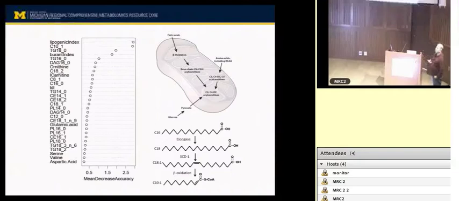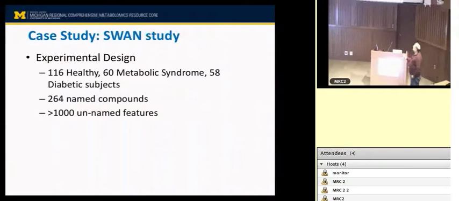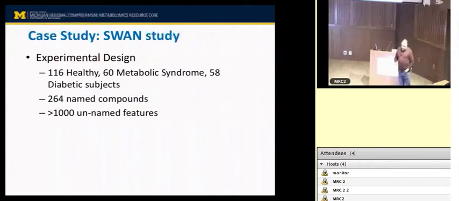A much simpler study, where actually you have adequate number of samples, is this study. Essentially, it involves 3 groups, 116 healthy, 60 metabolic syndrome, and 58 diabetic subjects. All of them are females. And this is sort of a typical example of an untargeted data set that Maureen discussed. You have a number of named compounds, and in principle, you also have a lot of unnamed features.